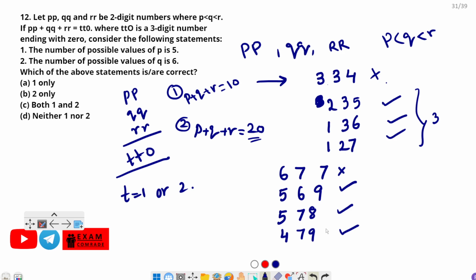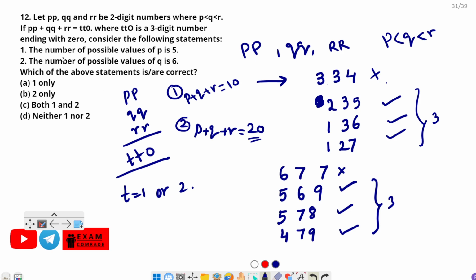Okay. I think we have finished. Is there anything left? 5, 8, 13, 7, not possible. 5, 7, 8 is right. We have written. So here there are 3 possible cases.